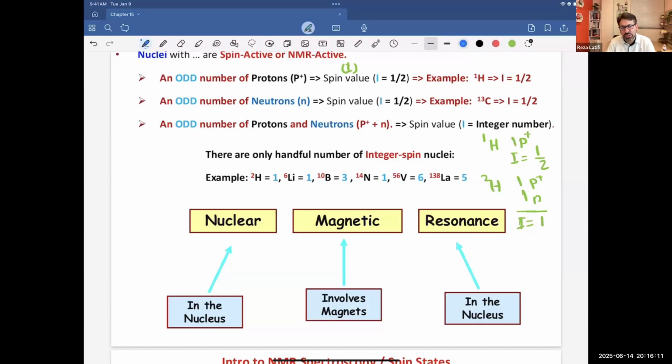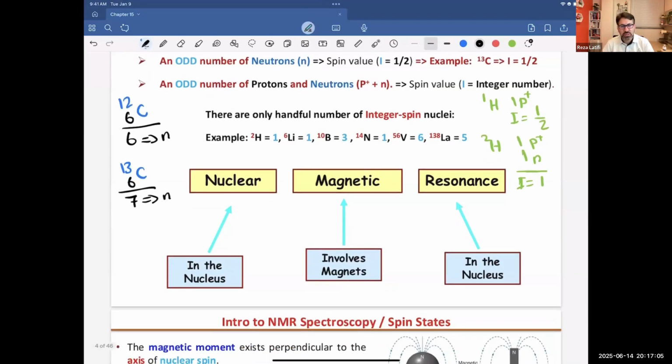Before I go to the rest of this slide, I want to mention that's why carbon 12 is not active in NMR. Well, we can actually use carbon 13. Carbon 12 has 6 protons, and if I subtract them from 12, I get 6 neutrons. Both numbers are even, and we said we need at least one of them to be odd. That's the reason carbon 12 is not active. While carbon 13 has 6 protons, and if I subtract them from 13, I get 7 neutrons. The number of protons is even, but the neutron number is odd, equal to 7, and that's the reason carbon 13 will be active in NMR, but carbon 12 is not.